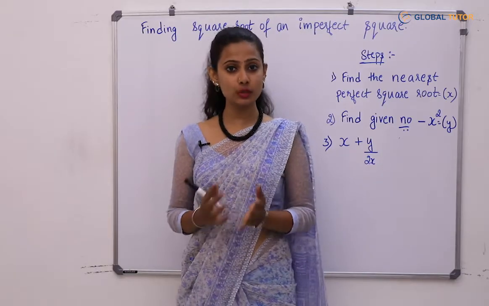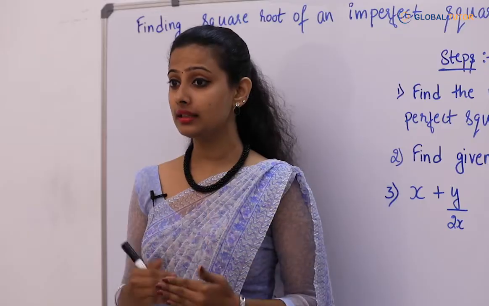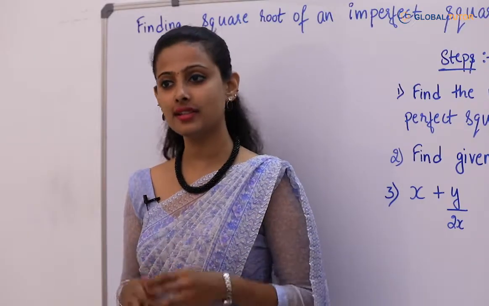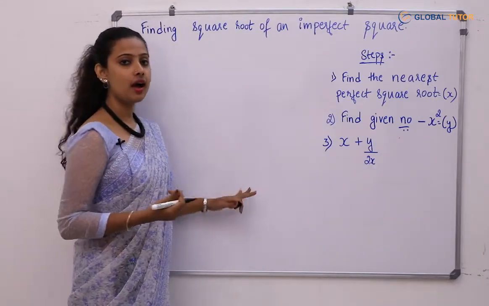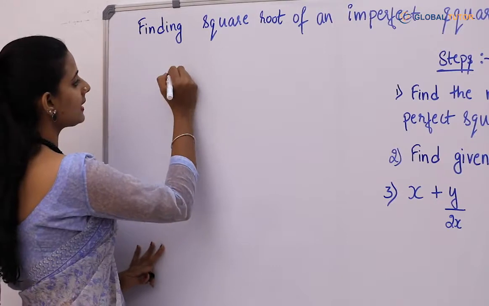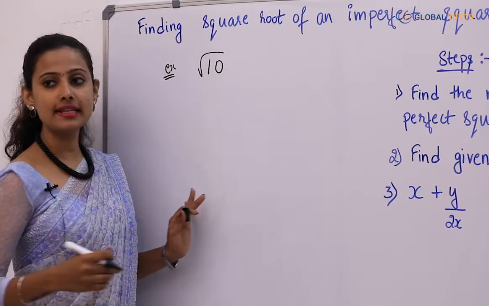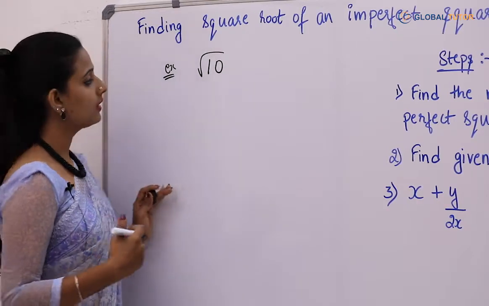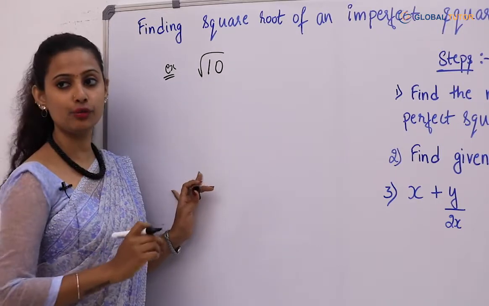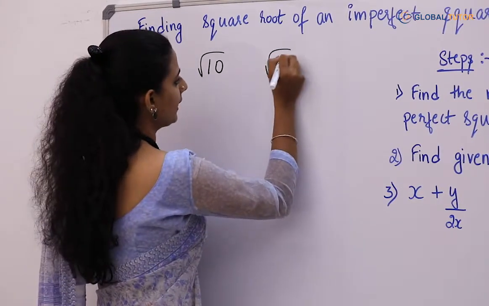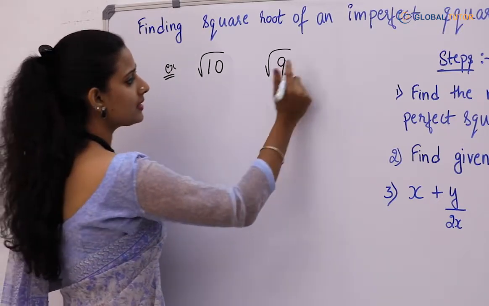To find the square root of an imperfect square, first we should know the nearest square and its square root. Come, let us take an example and see how the steps go. So let us take an example, root 10. Root 10 is an imperfect square. Now, which is the closest or the nearest perfect square for root 10? It will be root 9. And the square root of root 9 is 3.